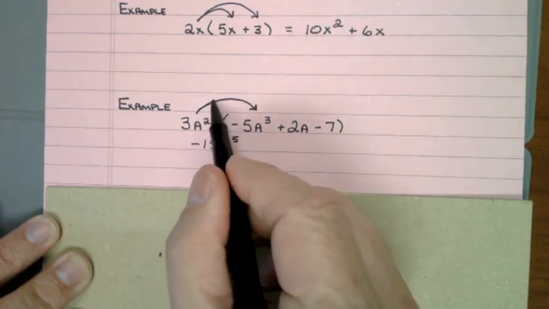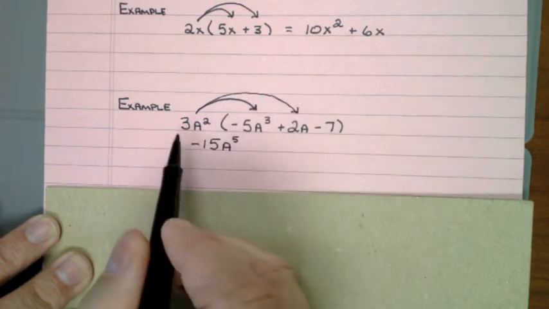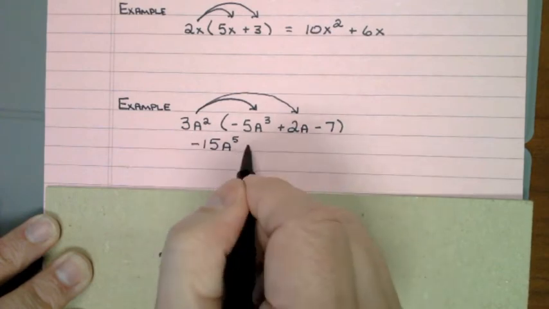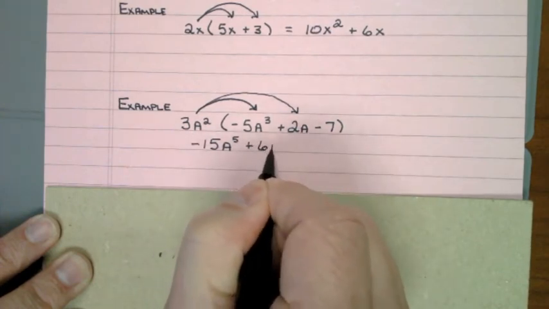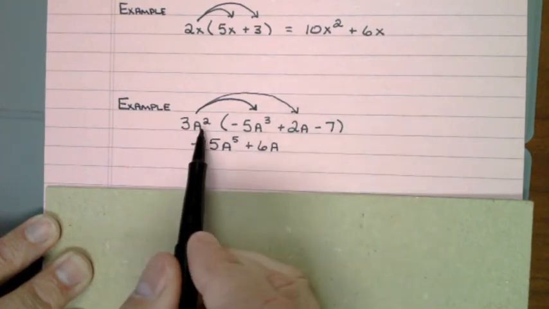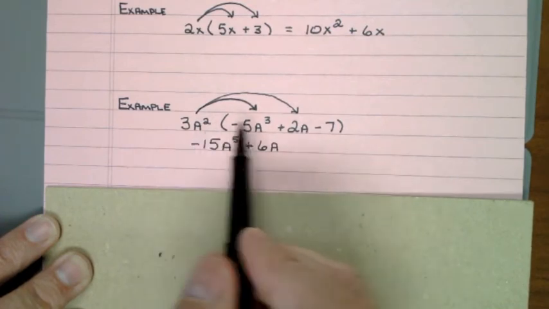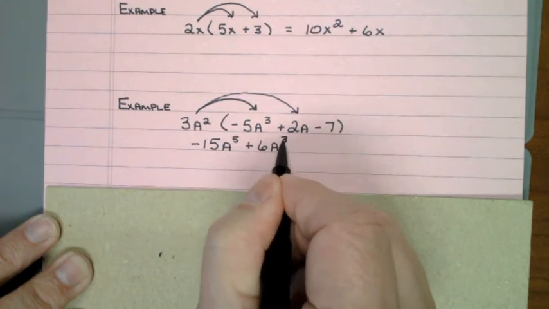I go to the next one. I take 3a squared and multiply it to 2a. 3 times 2 is positive 6. I have 2 a's here, or an exponent of 2. Exponent of 1, 2 plus 1 is 3.